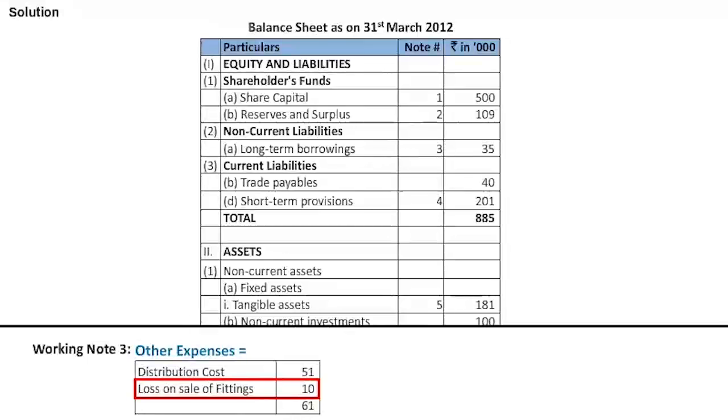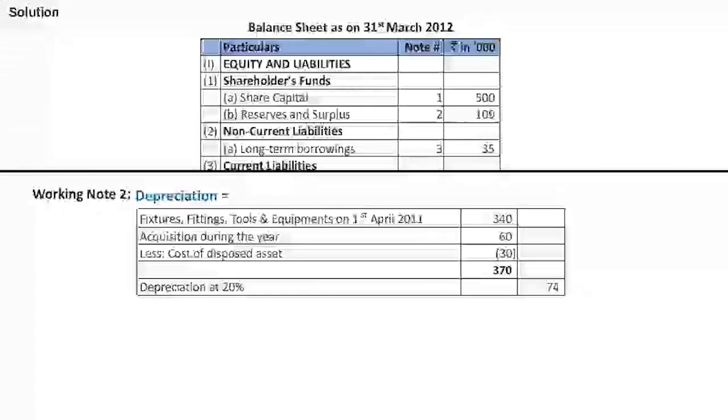10,000 is basically your loss on sale of equipment, which will be part of your other expenses. So loss on sale of fittings. Now let us see how we will calculate the depreciation on this. What is the cost of the equipment that was sold? 30,000, right? Obviously this will be deducted from the overall equipment cost. So your net cost is now 370.